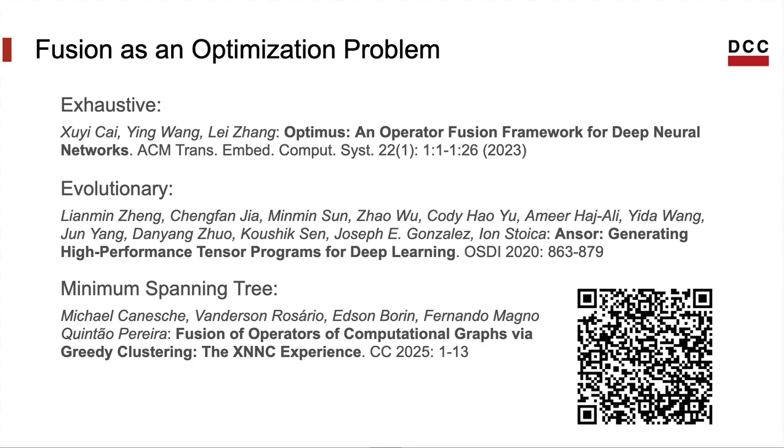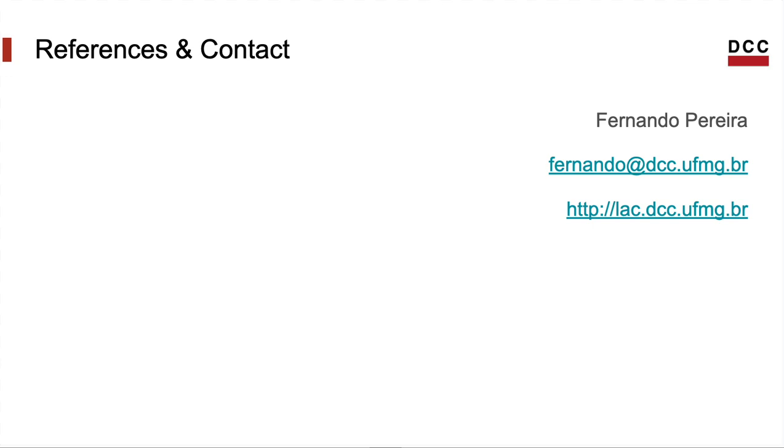Finally, there is also the fusion algorithm that's used in the XNNC compiler, which is based on the same principles that guide the minimum spanning tree algorithm of Dijkstra. In this case, operators are fused greedily until fusion becomes no longer profitable. Anyway, there are really many ways to perform node fusion. This video has only touched the tip of the problem.